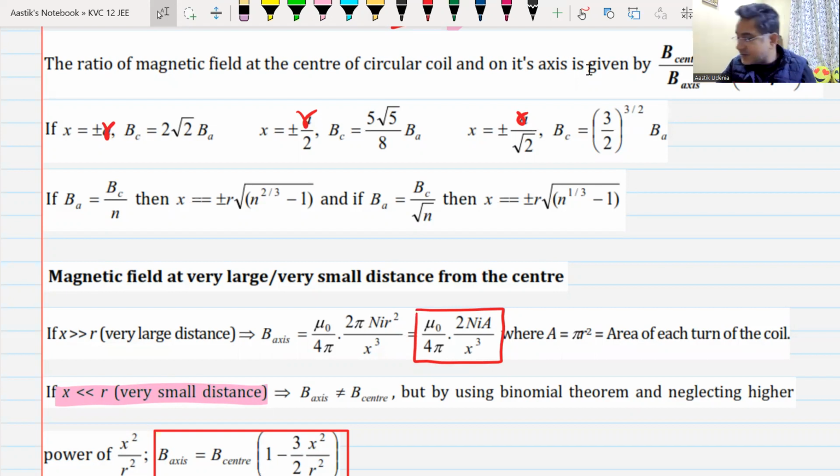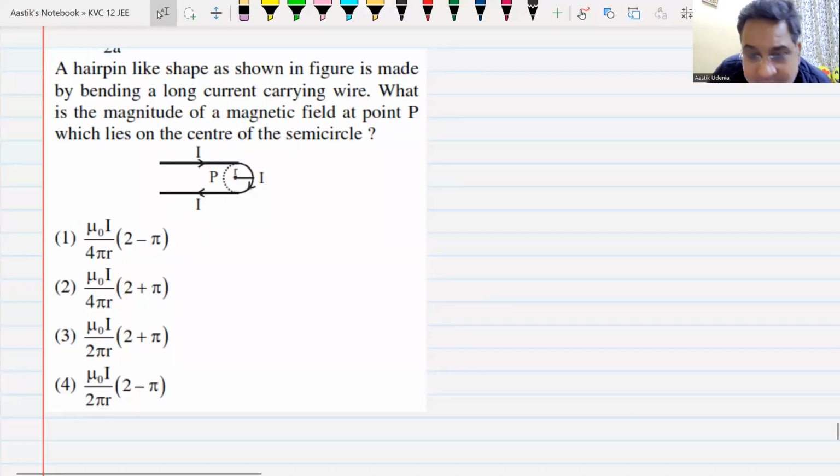This is the next problem from the past 3 years paper and it is coming on your screens now. A hairpin-like shape as shown in the figure is made by bending a long current carrying wire. What is the magnitude of magnetic field at point P which lies at the center of this semicircle? I'll give you 2 minutes to give me the answer.